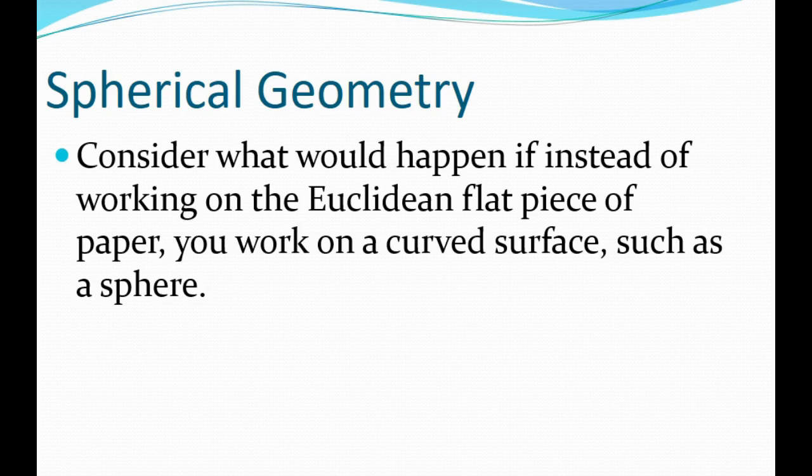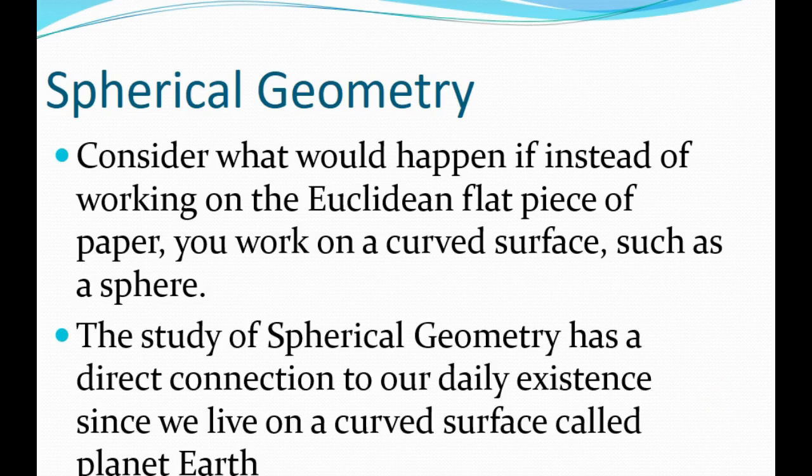Why would that be important for us? Geography, because Earth is a spheroid, yes. So, hopefully we're all in agreement. So, Earth is a spheroid, meaning it's not a perfect sphere because it's got mountains and valleys and all that stuff, right? So it's not a perfect one, but a globe, a sphere, right? So a study of spherical geometry has direct connection to our daily existence since we live on a curved surface called planet Earth. Believe it.